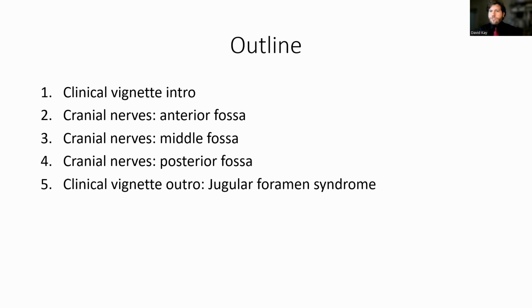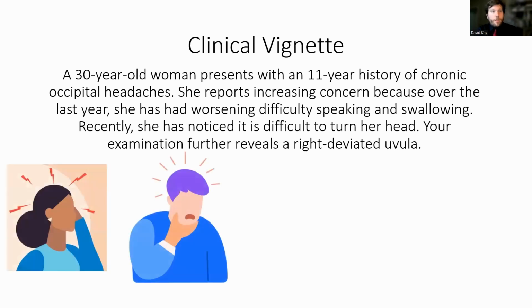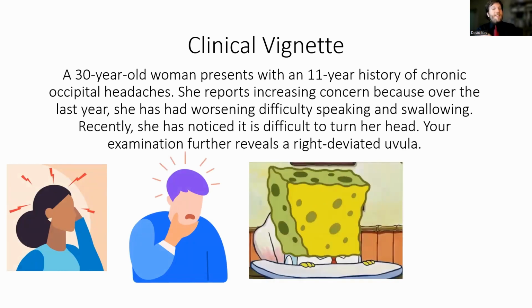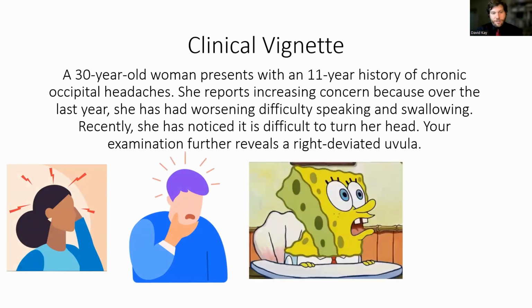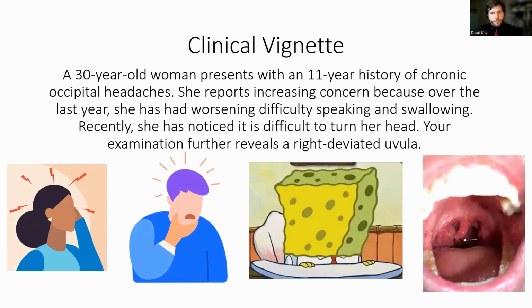So let's actually start talking about cranial nerve anatomy by using a clinical example. A 30-year-old woman presents with an 11-year history of chronic occipital headaches. She reports increasing concern because over the last year, she's had worsening difficulty speaking and swallowing. And recently, she's noticed that it's difficult for her to turn her head. Your examination reveals that she does have a right deviated uvula.